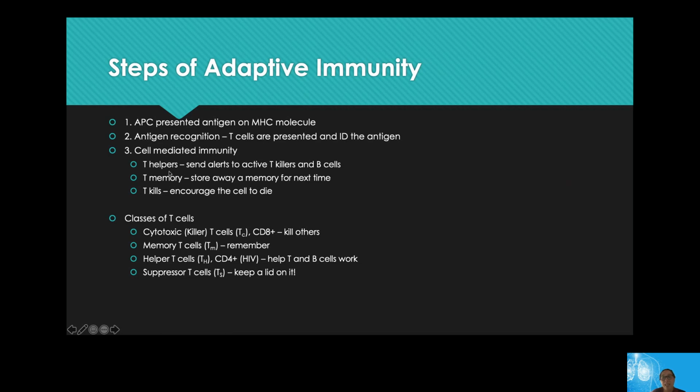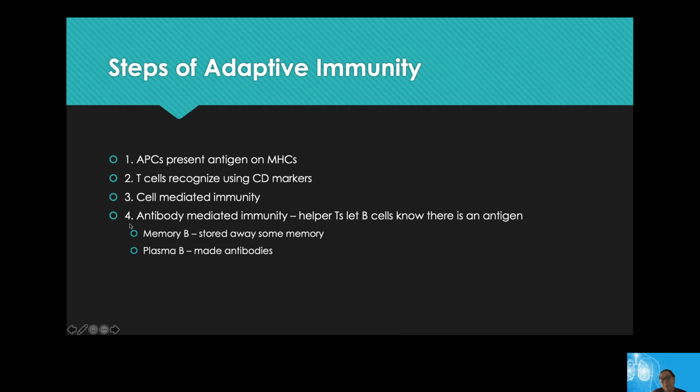But as you remember, the T helper cells started to initiate the T killer cells as well as began the connection to antibody-mediated immunity. So steps 1, 2, and 3 happen, and step 4 follows right behind. Antibody-mediated immunity is the other division of adaptive immunity, and this is because the helper T cells let the B cells know there's an antigen. And when they do so, memory B cells will stock away a little bit of memory, help boost the response next time. And plasma B cells are going to start making antibodies.